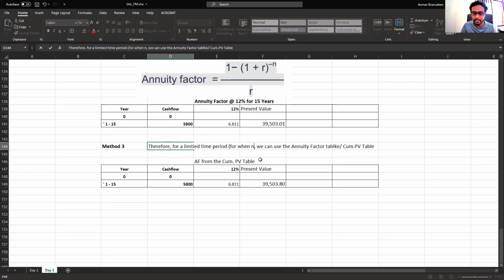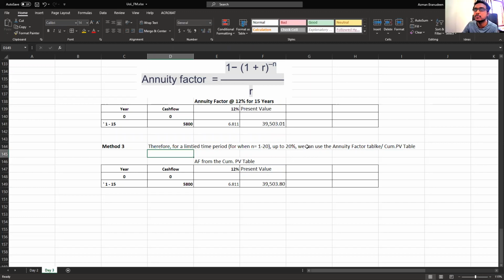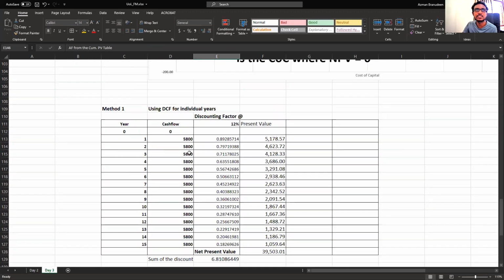When N equals 1 to 20, we can use the annuity table up to 20%, and that too only for whole numbers. If you have a decimal figure like 15.2% or 8.3%, you can't use the PV table. You will have to use the equation. That would be the easiest approach. And as such, this is what we call an annuity.